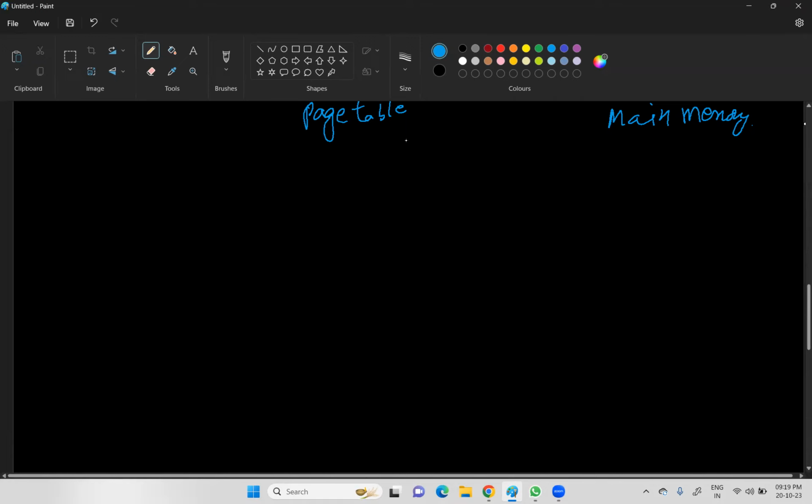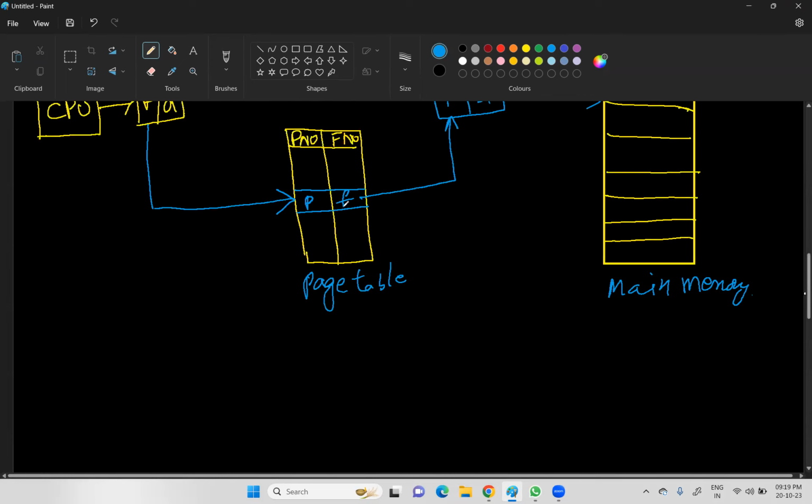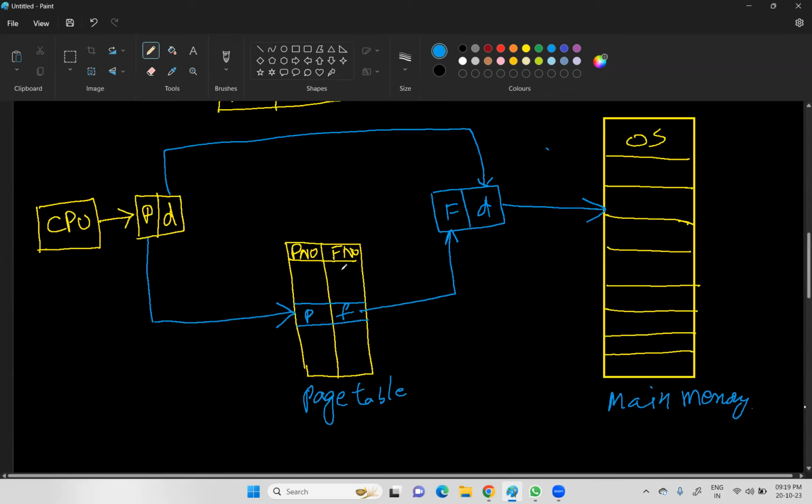Okay, then we'll go ahead with the next continuation. Here I'd like to consider an example of this particular kind of page table architecture, and how paging is done. Let us take an example here, then you would understand very easily.